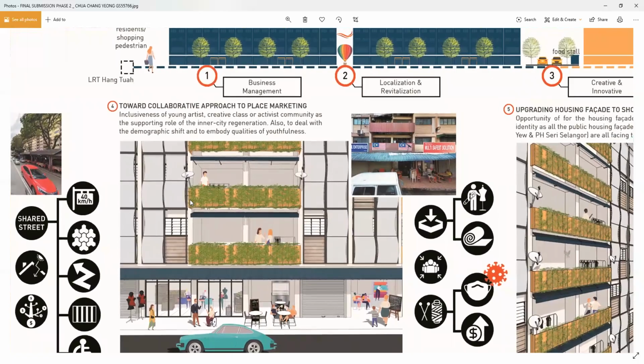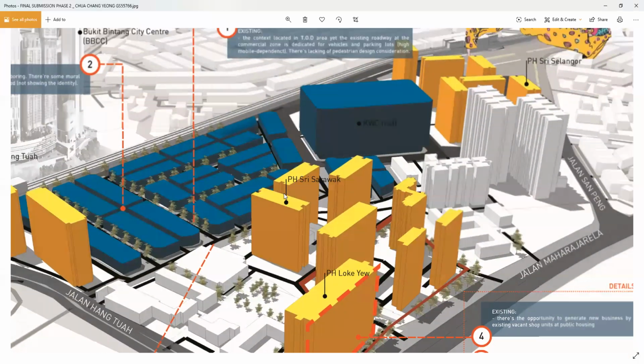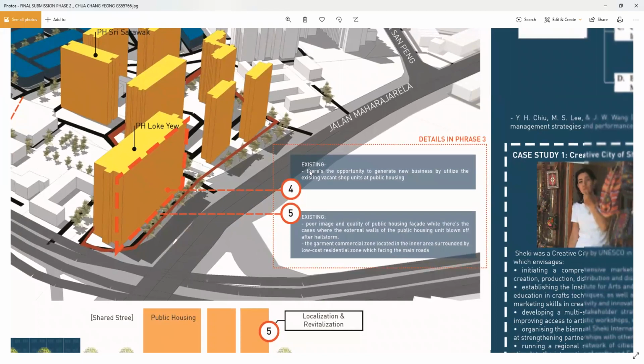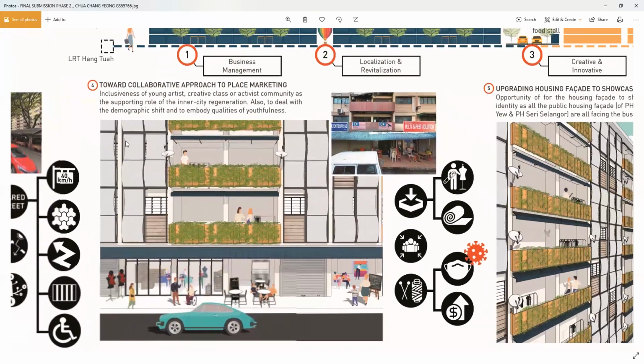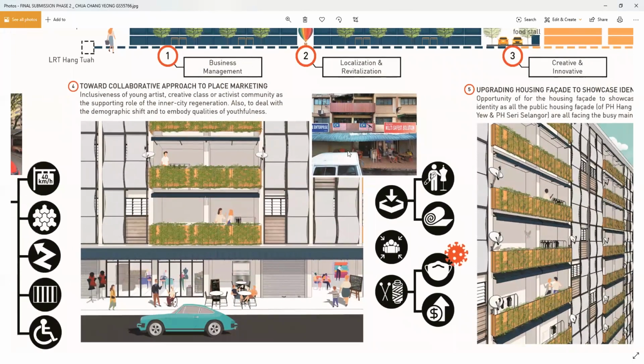Okay, now I move to approach 4. The existing situation is that there is an opportunity to generate new business by utilizing the existing vacant shop units at the public housing. As you can see, there are a lot of empty shop lots that can be utilized to run other businesses. So I come up with a collaborative approach to place marketing.